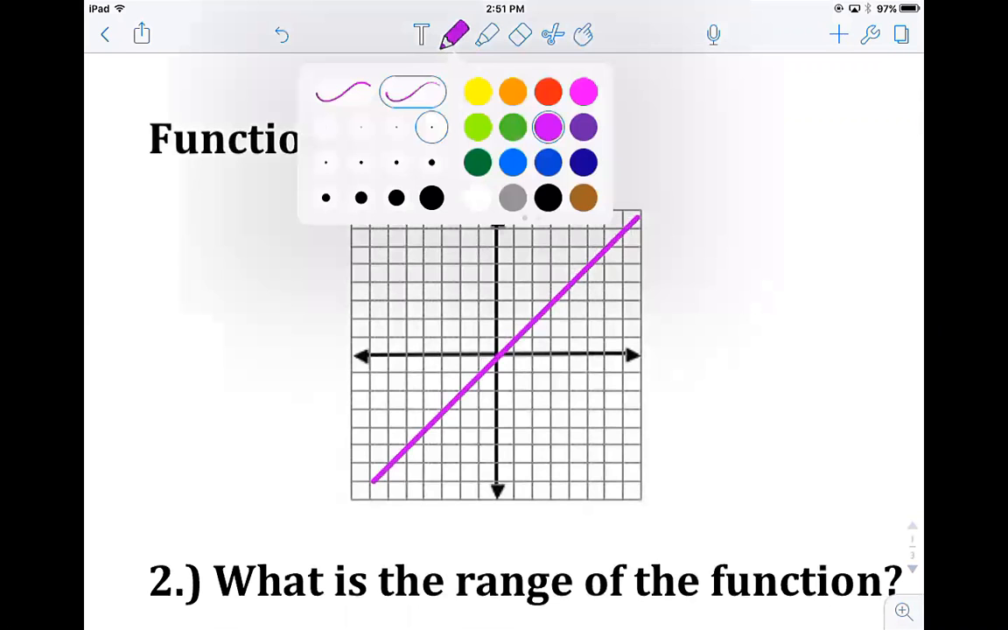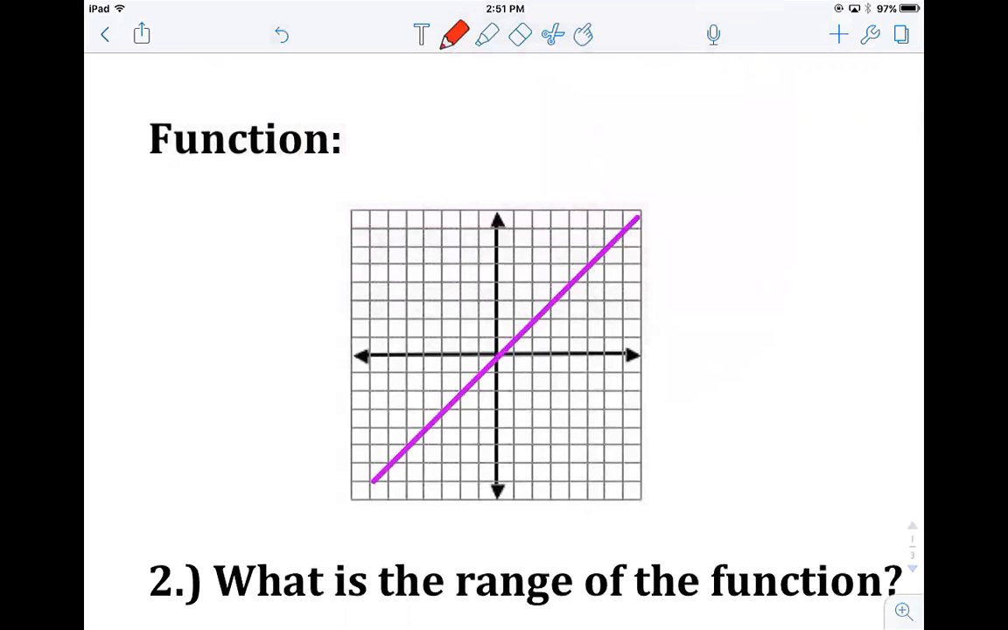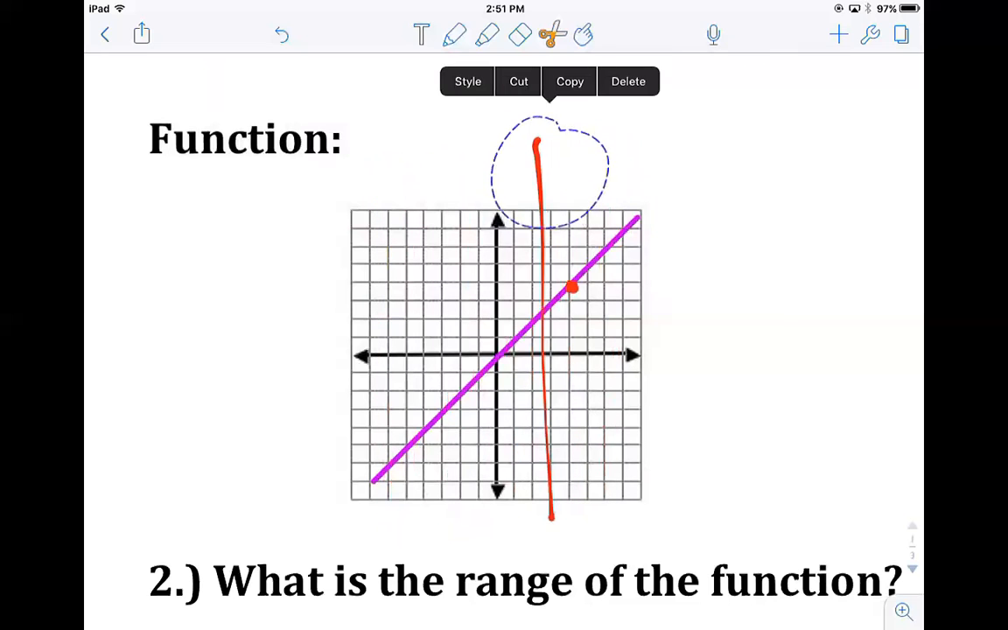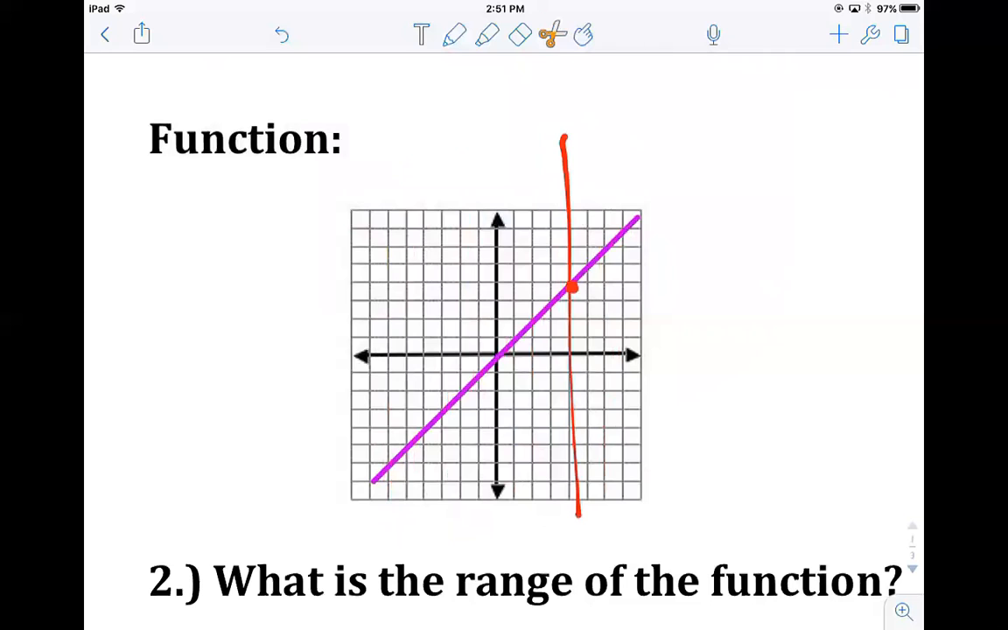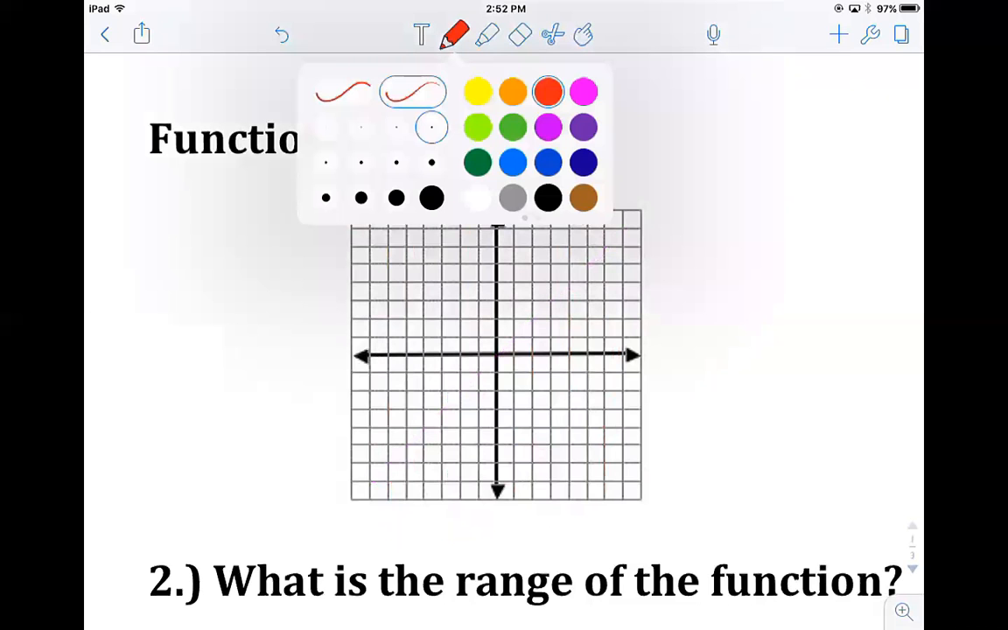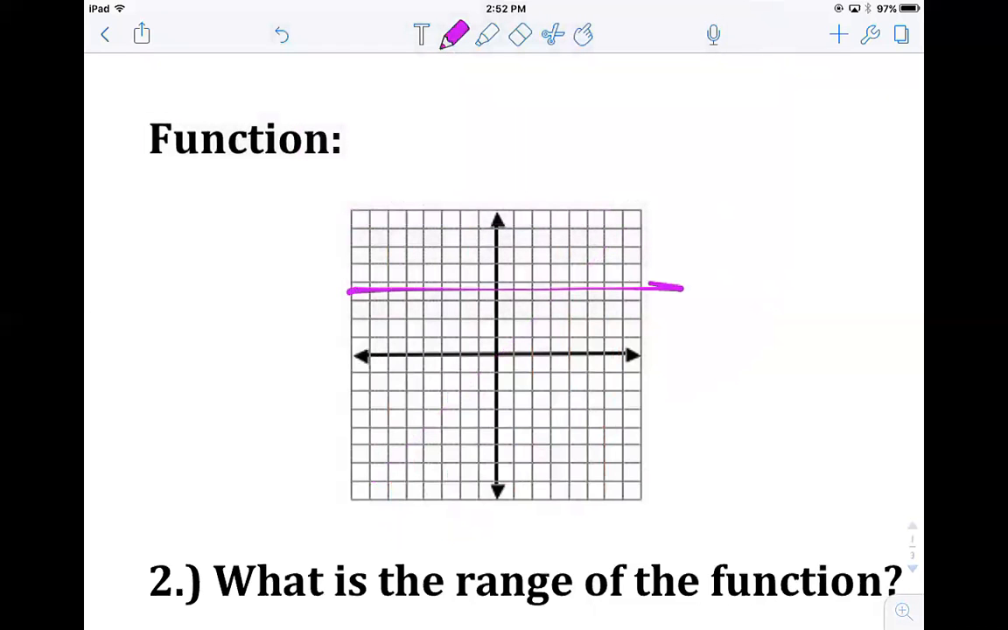So if you wanted to check it, you would do the vertical line test and draw a line through it, it needs to cross at one point. And again, we talked in class that anywhere you draw it, it has to cross at one point. So we could do a line like that. Another example of a function would be a horizontal line. That could be a function. So if you draw a line through that, it's going to cross one time.